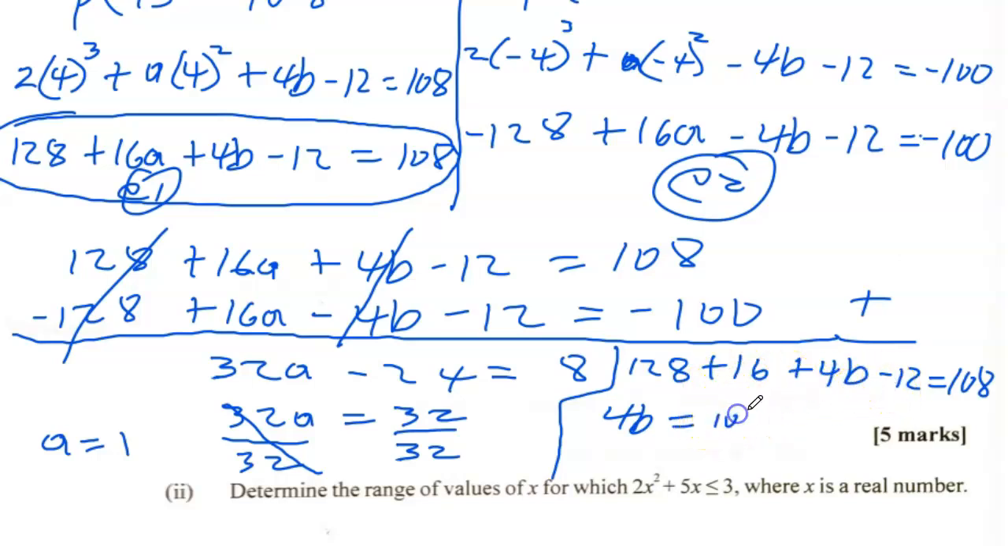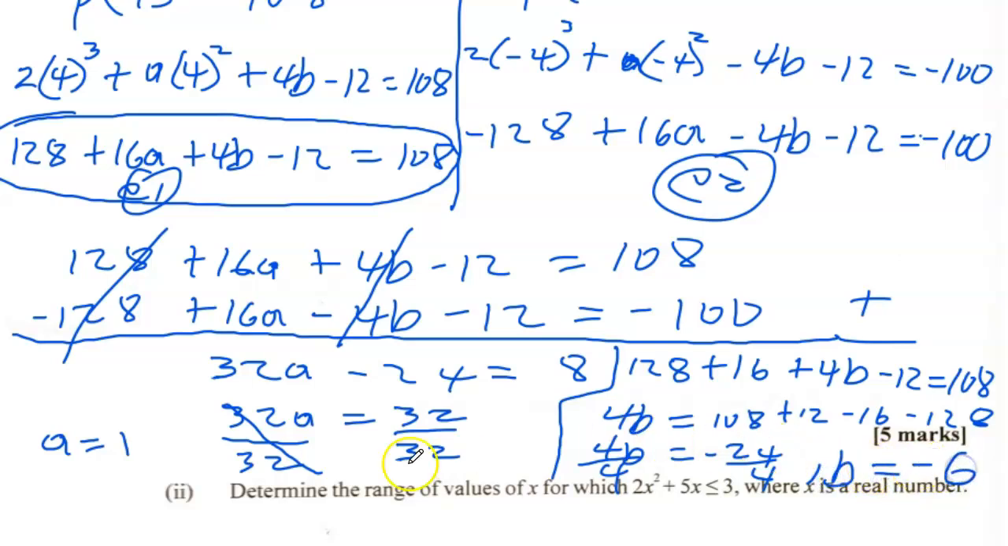108 plus 12 minus 16 minus 128. So we end up with 4b equal to minus 24. And if we divide both sides by 4, b would be equal to negative 6. So the solution is a is equal to 1, b equal to negative 6.